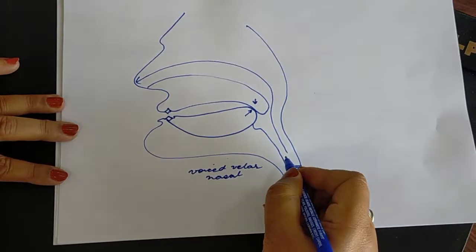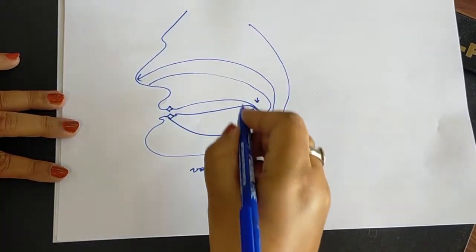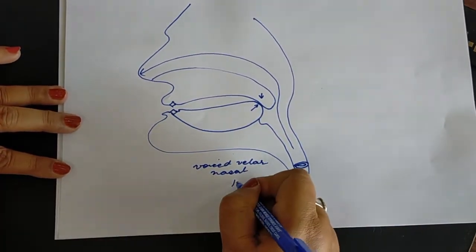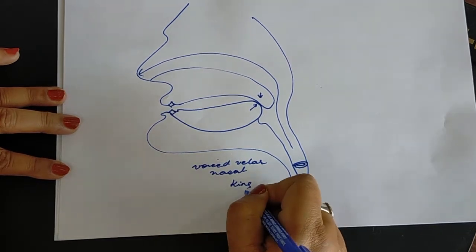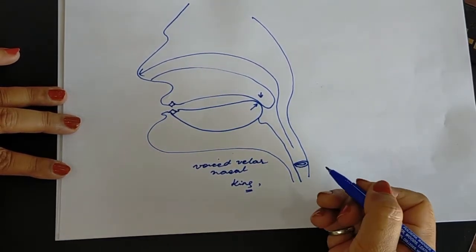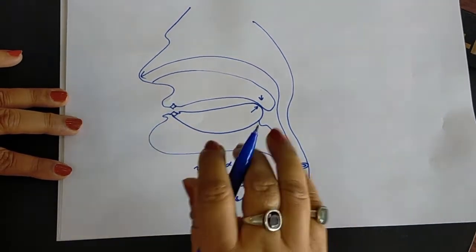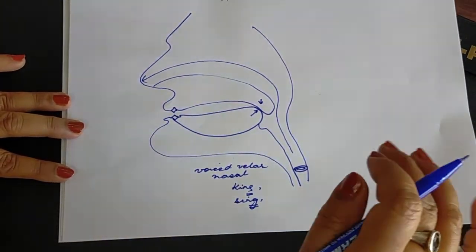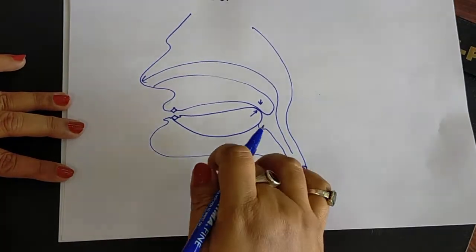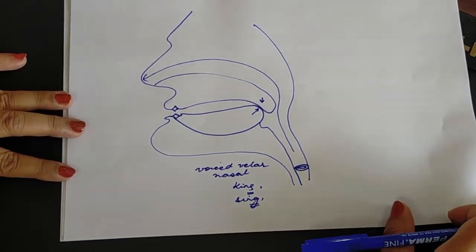Examples: just remember when you talk about ng, as I just mentioned, it is not in the initial position, always in the final position. King, sing, like that. We do not have any word in English which uses the ng in the initial position.